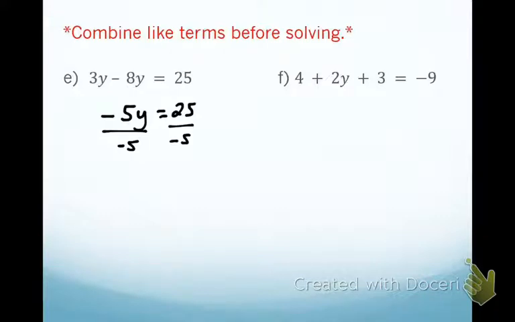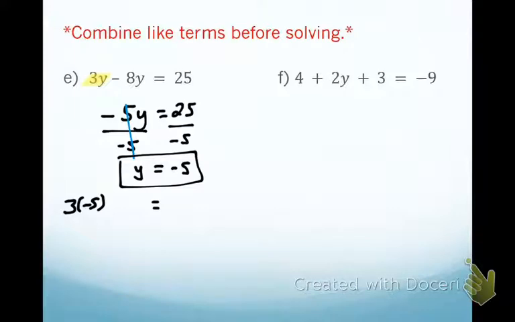Madison, what is negative 5y divided by negative 5? It's what? It is 1y. And then what about the right-hand side, Madison? What's 25 divided by negative 5? Negative 5. And that's our correct answer. In order to check it, the first thing says 3 times y. Instead, I'm going to put 3 times negative 5. Bring down my minus sign, and instead of having 8 times y, I'm going to put 8 times negative 5. And then we know it equals 25.